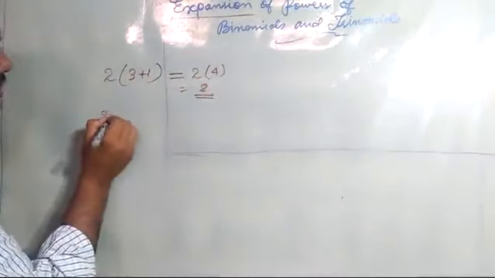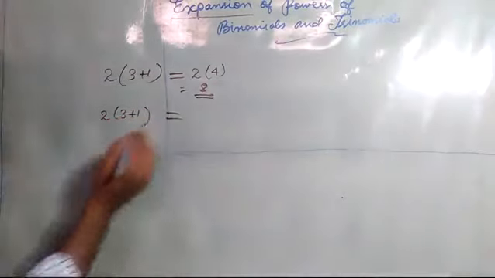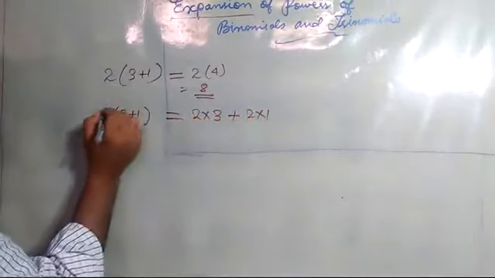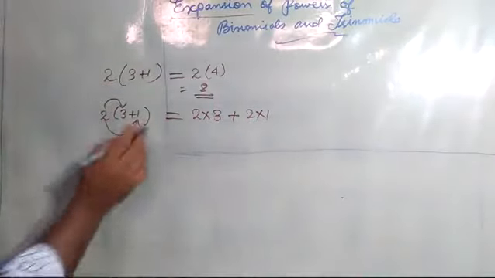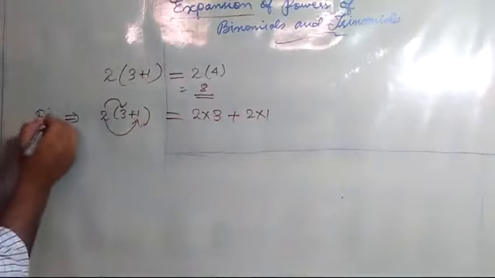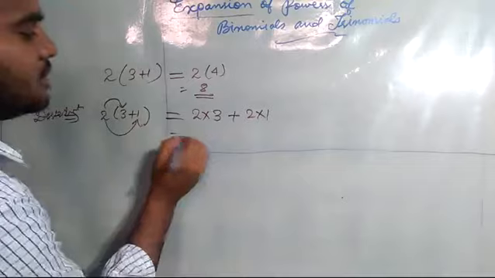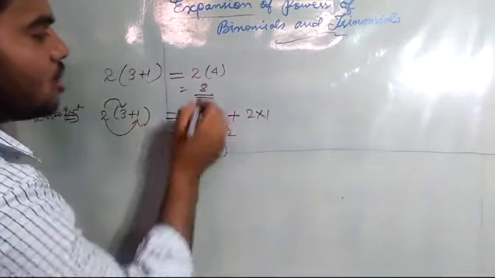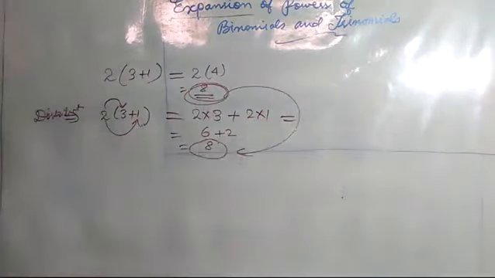Now, can I expand it like this: 2 multiplied by 3 plus 2 into 1? The 2 is multiplied with this number, then with this number, and the plus symbol will remain. So this is called the distributive property. I have used the distributive property here and multiplied. So I got 3 2s are 6 plus 1 2, that is 8. Here also I got 8, here also I got 8. So these two are equal. Understood? This is the meaning of expansion of any numbers.